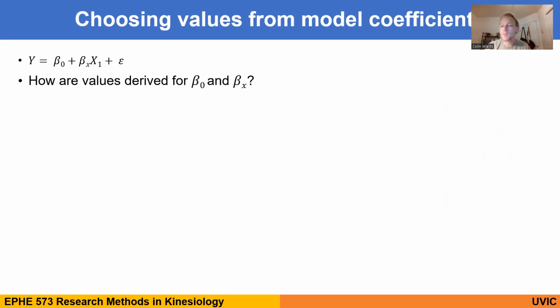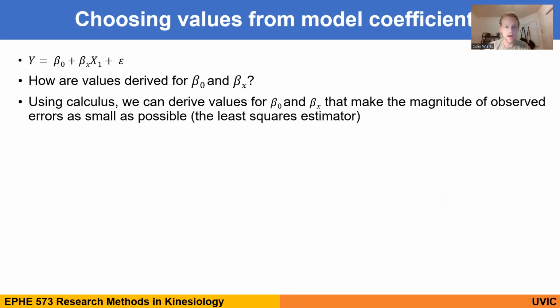So how do we get the values for beta naught and beta x? We use calculus. Obviously, we have computers that do this for us now. That's not something I'm going to be able to go through with you at this time. But essentially, we have calculus algorithms that derive the values of beta naught and beta x that make the magnitude of our observed errors as small as possible. And this is based on the least squares estimator. There are lots of different estimators for getting our expected values. The least squares estimator is one of them.